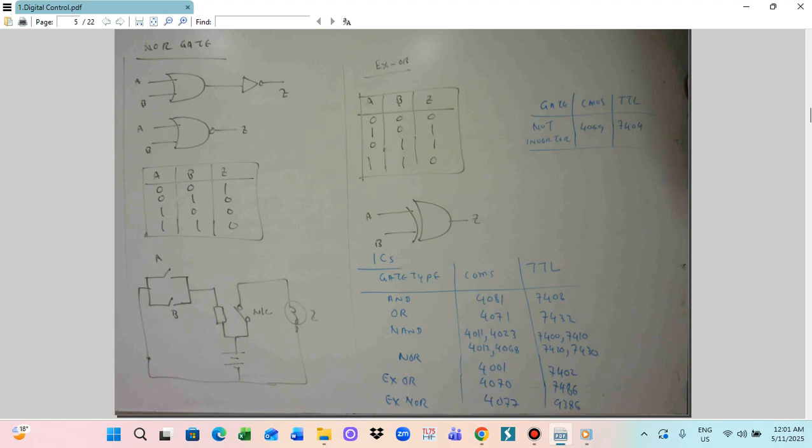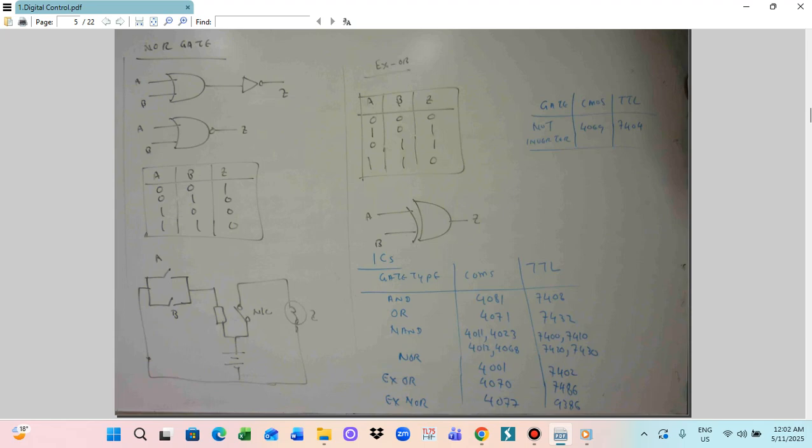XOR gate function. The XOR gate function is the exclusive OR gate. For the exclusive OR gate you can use 4070, and in this case you can use 7486. And also the exclusive NOR gate, we can utilize 4077, and for this one you have 9386. So those are the ICs applicable to construct the AND function, OR function, NAND function, NOR function, and also the XOR function.